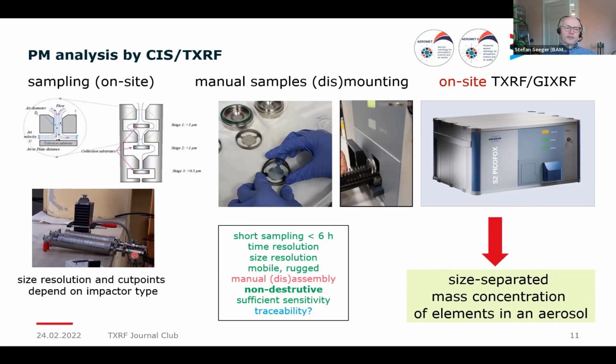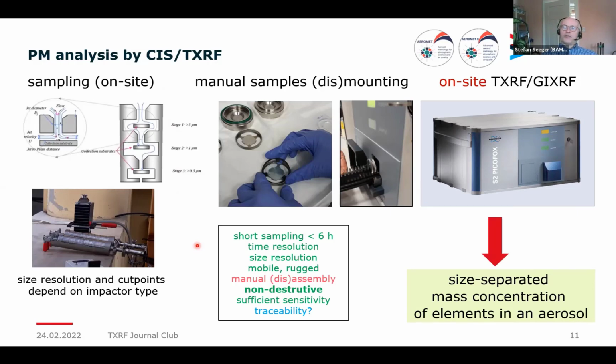And here you see these two cascade impactors, which we have used in the field campaign. I will then explain them a little bit in more detail later. And well, what is the advantage? We may have very short sampling times, less than 6 hours, depending on the level of air pollution. But we definitely have better time resolution. We have size resolution because, if the cascade impactor provides several stages, we have the possibility of analyzing each of the stages separately. So we have the size resolution of the elemental analysis.